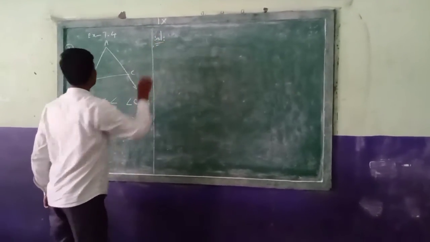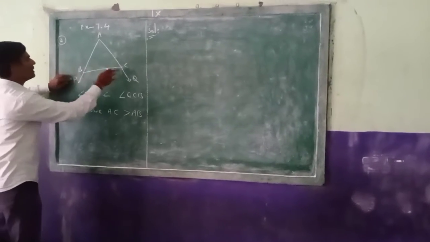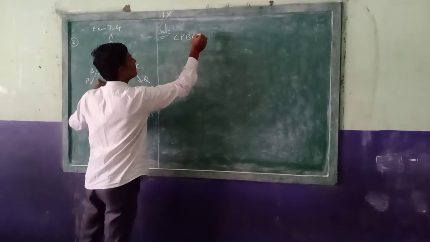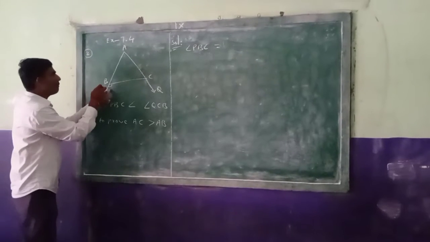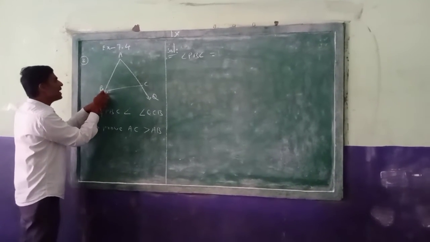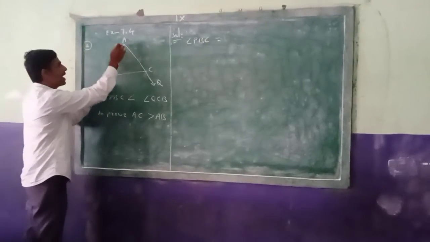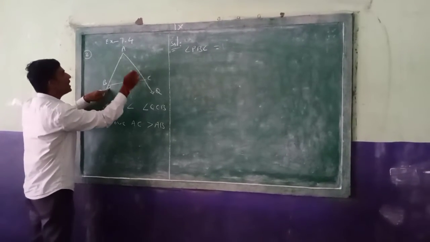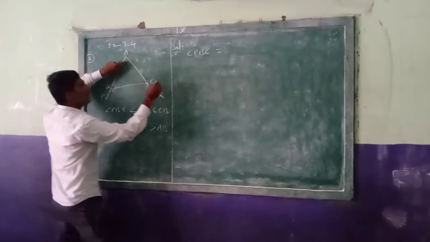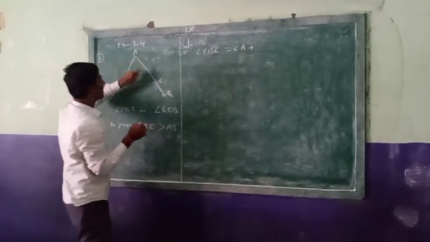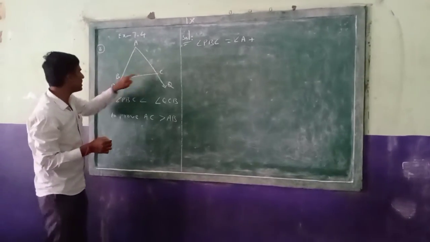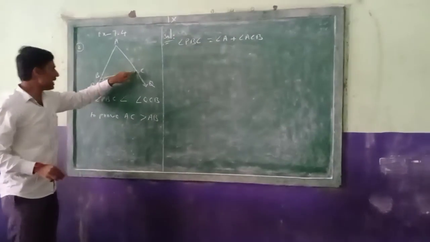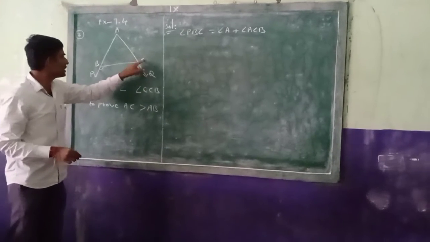Suppose here, angle PBC is this angle. Angle PBC is the exterior angle of triangle ABC. So this exterior angle is equal to the sum of the two interior opposite angles, this interior means this only. So angle PBC equals angle A plus angle ACB. Same way, here also I am taking angle QCB.